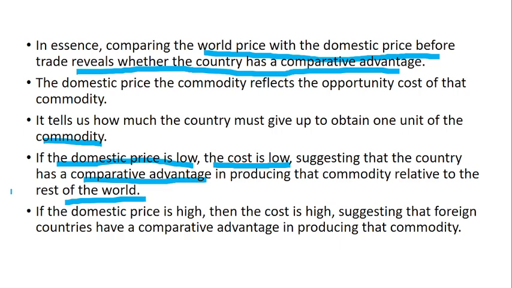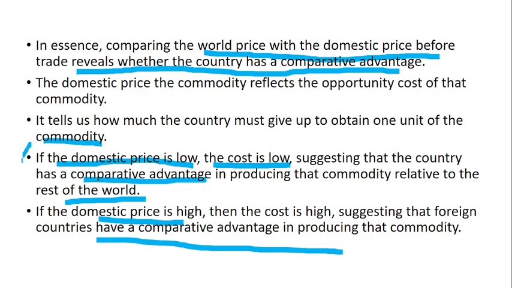Then if your domestic price is high, what does it mean? You are incurring more cost for the production of that commodity. That means you are not efficient. Other countries are efficient. That means you have no comparative advantage, but other countries have comparative advantage. So if the domestic price is high, then the cost is high, suggesting that foreign countries have comparative advantage, and the country which we consider has no comparative advantage.